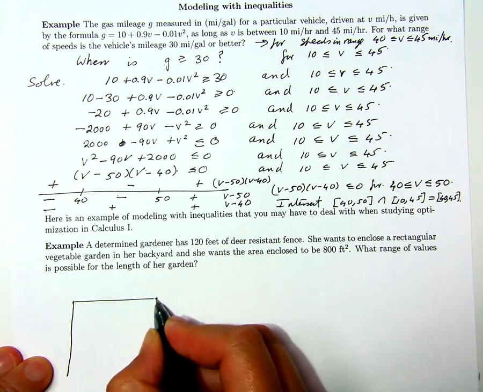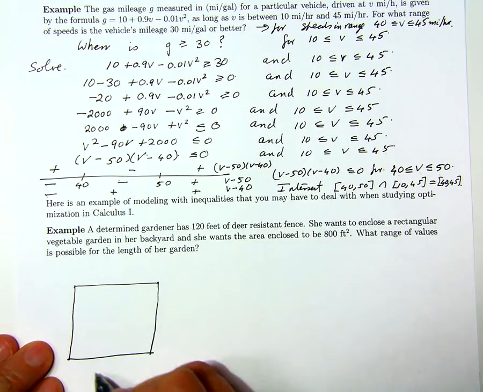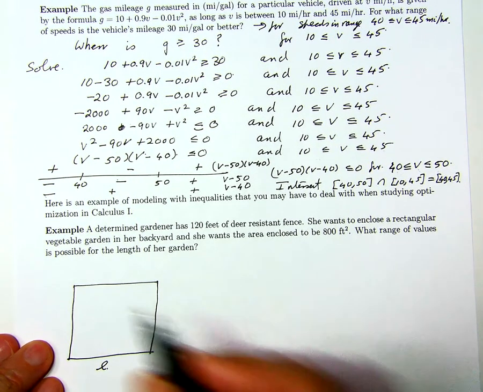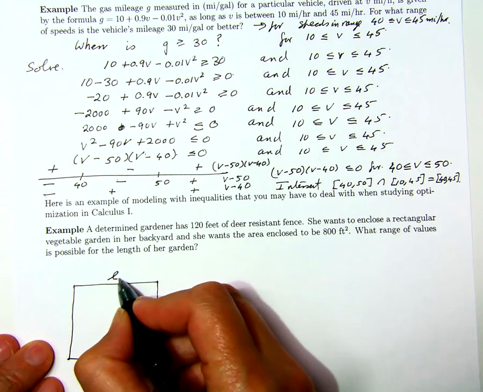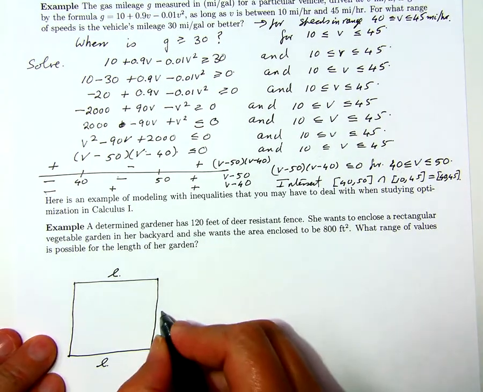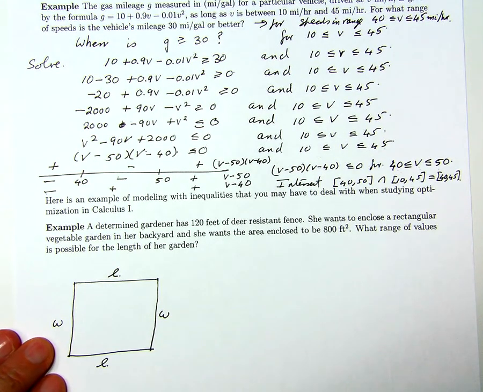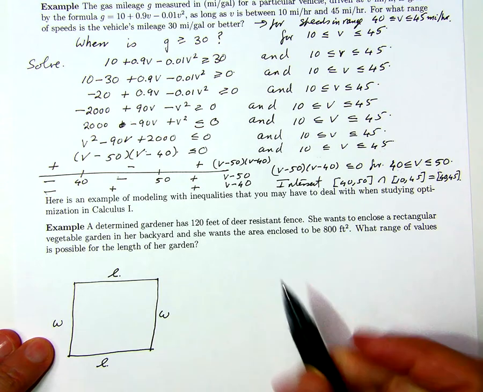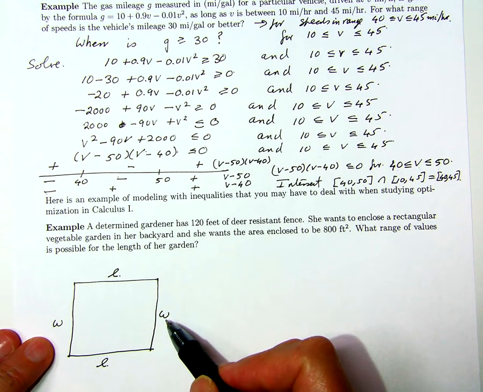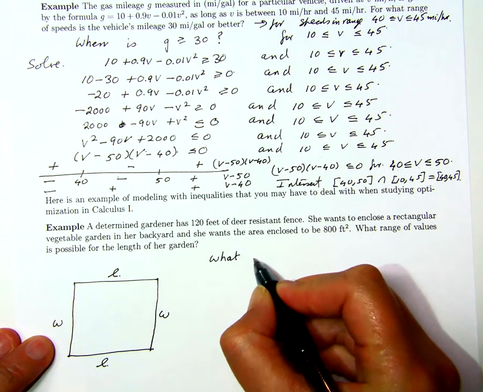So this garden will be rectangular, and it will have a particular length L, and of course, since it's a rectangle, the length of the opposing side will also be L, and it will also have a width W. And so the question is, for this particular picture, what range of values are possible for L?